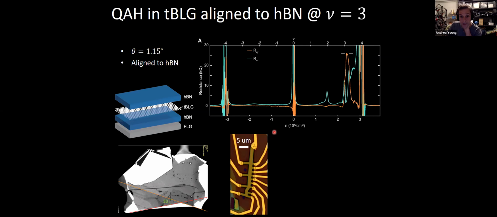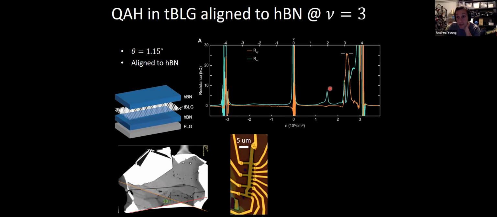So in particular, what I'm showing here is the same type of plot that I showed you before, plotted as a function of charge carrier density. You're looking at the longitudinal and Hall resistance of a twisted bilayer graphene, in which the twisted bilayer is rotationally aligned to one of the hexagonal boron nitride substrates. And this looks very different. So let's focus first on this cyan curve.